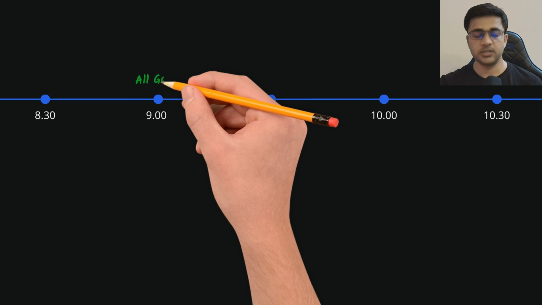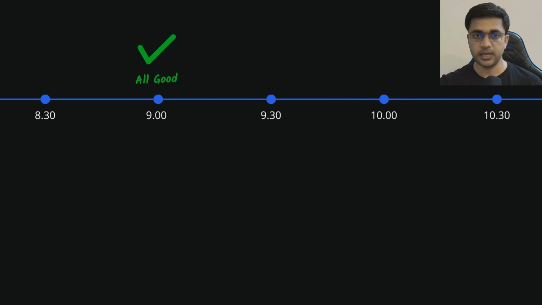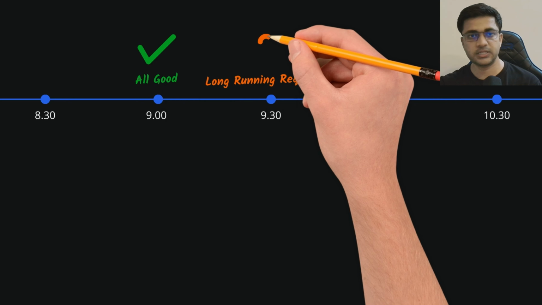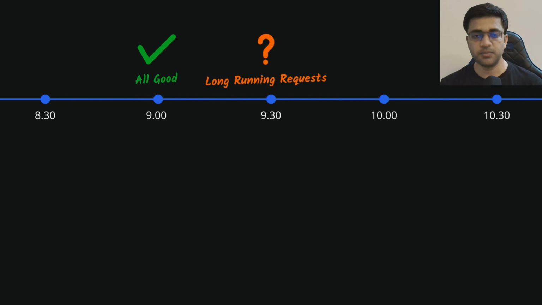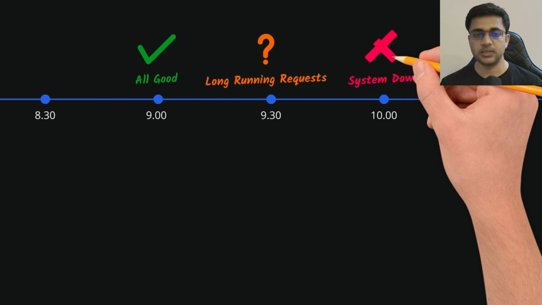At 9 a.m., the system was working fine. At 9:30 a.m., a few long-running requests came in. Suddenly, even the simple request started getting slow. At 10 a.m., the system was down.